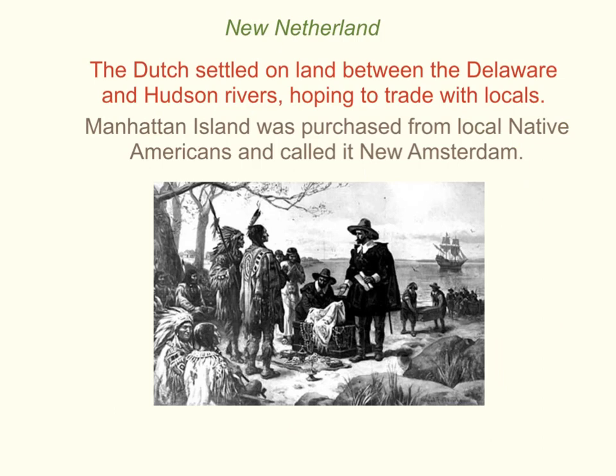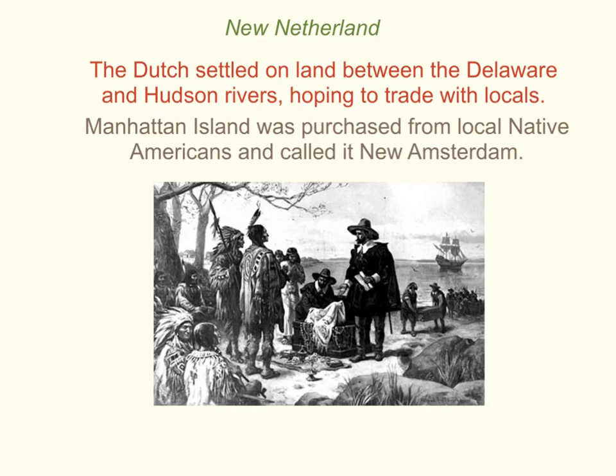The Dutch will come over to America exploring and establishing a settlement at a place we call New Netherland. New Netherland was located between the Delaware and Hudson rivers, kind of where we know of New York today. And one of the main reasons for the Dutch coming to America was to trade with the locals, meaning the Native Americans. In fact, the leading Dutch person in America at the time was a guy named Peter Minuit.